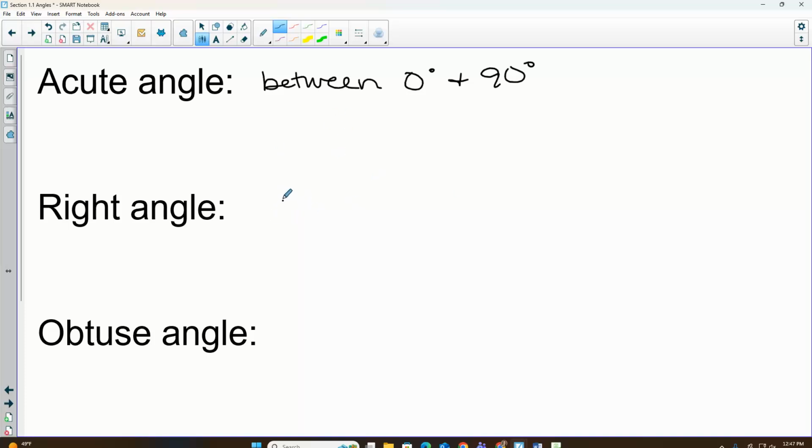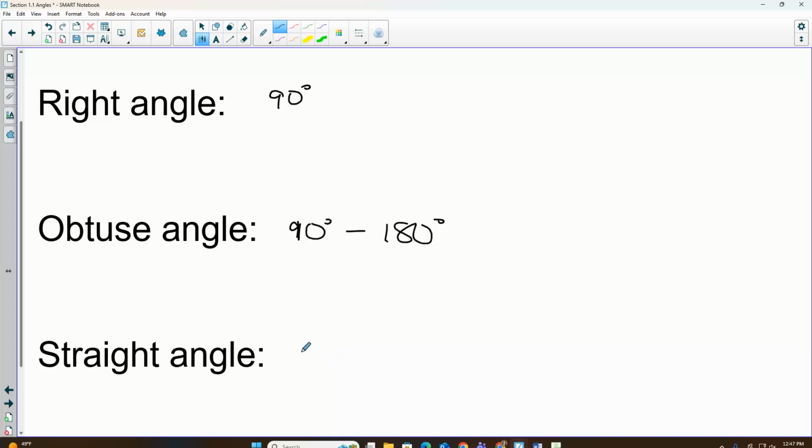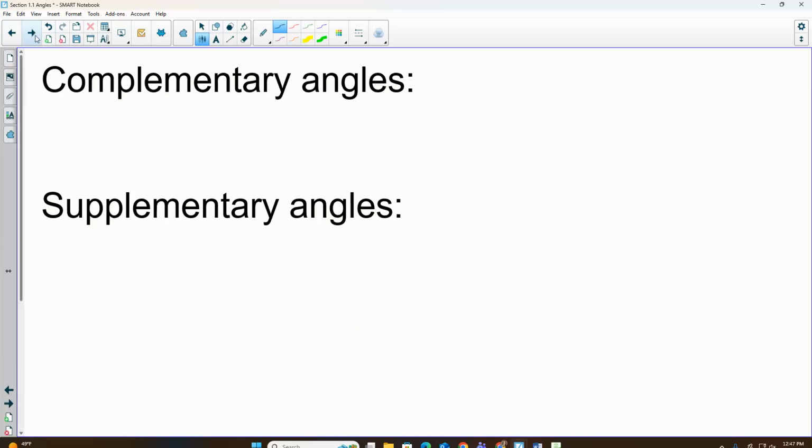A right angle is 90, and obtuse, 90 to 180. One other one that you may not have heard before, what do you think a straight angle is? 180. Straight line, 180 degrees. All right. Complement and supplement. What's complement? Add up to 90. Supplement? Add up to 180. Okay, these definitions are on your paper, so I just wanted to run through those things. Any questions about those?